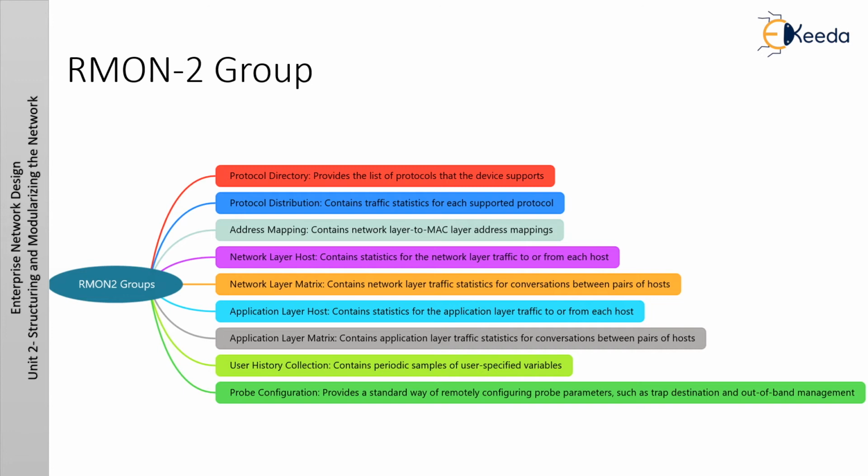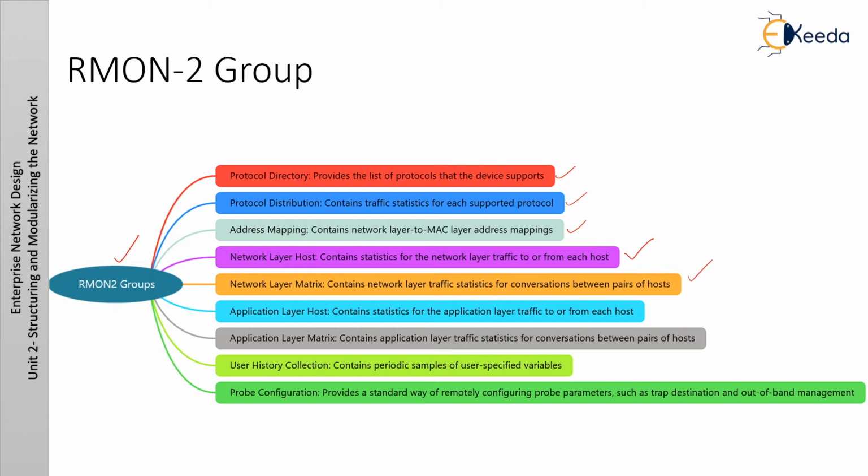So these are the RMON 2 groups. First thing is protocol directory. It provides the list of protocols that the device supports. Protocol distribution contains traffic statistics for each supported protocol. Address mapping contains network layer to MAC layer address mapping. Then network layer host contains statistics for network layer traffic to or from each host.